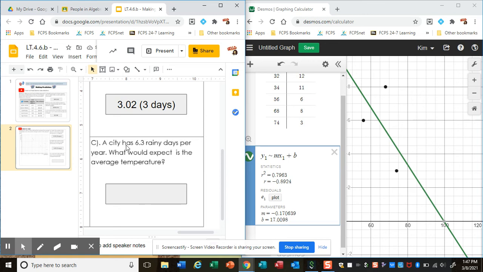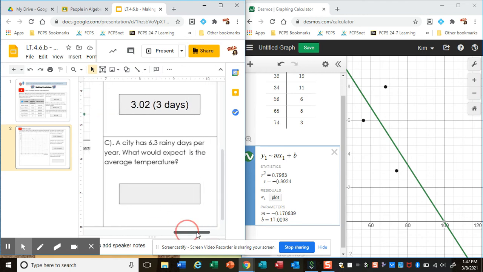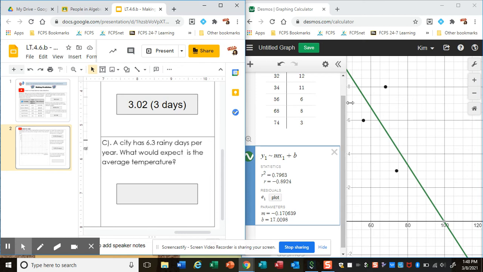And finally, a city has 6.3 rainy days per year. What would you expect the average temperature to be? Oh, we got to be careful on this one. It switched around. 6.3 rainy days, that's over here on the y-axis. So I'm going to have to find 6.3 on the y-axis. Oh, I went too far. All right, the closest I can get is right here. So you can see that at 6.3 rainy days, the temperature would be about 62.8 degrees. We could write 63 degrees.